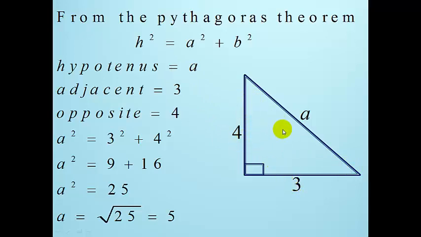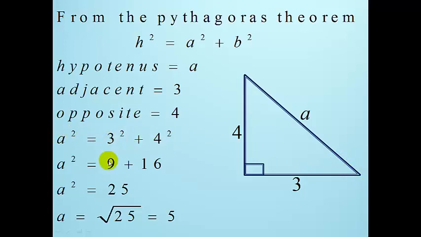So from this diagram, let our adjacent side be 3 and let our opposite side be 4. So we know the hypotenuse to be A, the adjacent to be 3, and the opposite to be 4. From the Pythagoras theorem, the square of the longest side is equal to the sum of the squares of the other two sides, and therefore A square is equal to 3 square plus 4 square.